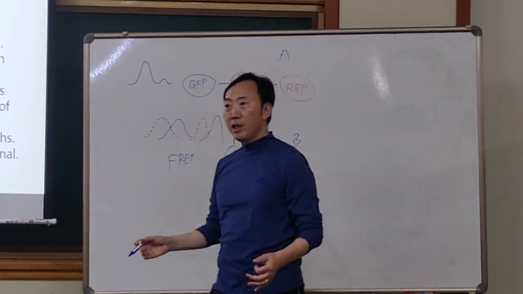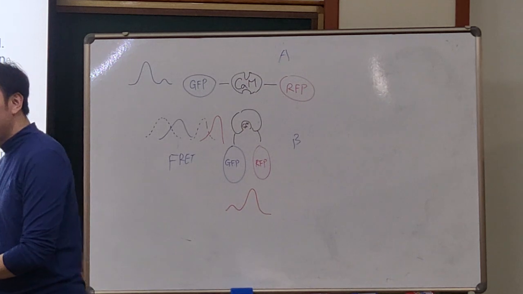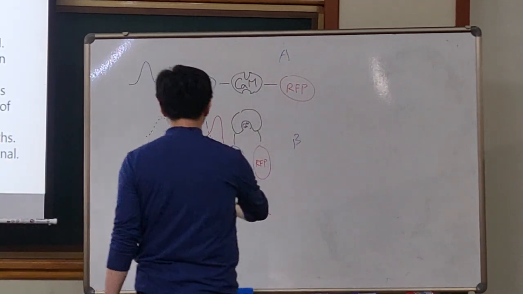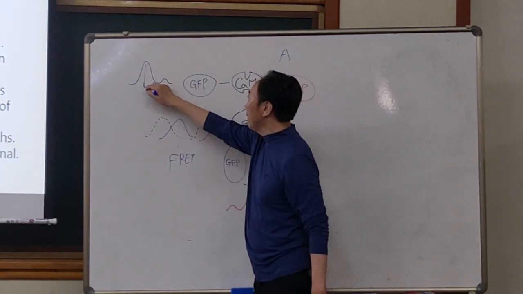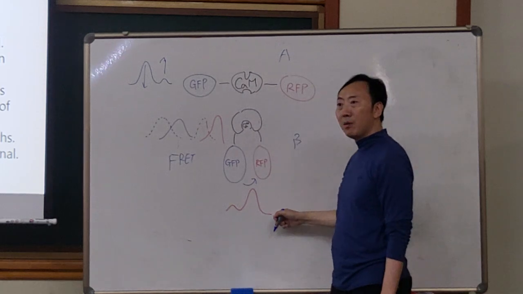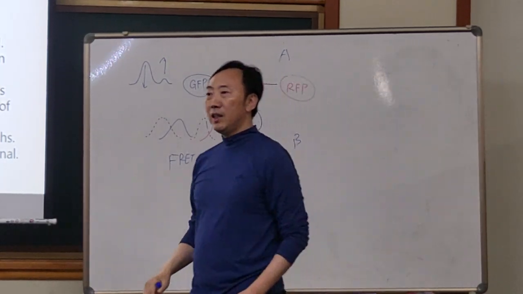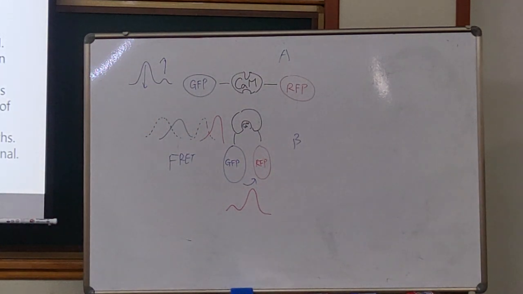is the calcium-bound form more greenish or more reddish? Reddish. It should be more reddish because energy transfer happens more efficiently. This goes down, this goes up, and they become like this. By looking at this ratio, we can calculate the calcium concentrations.